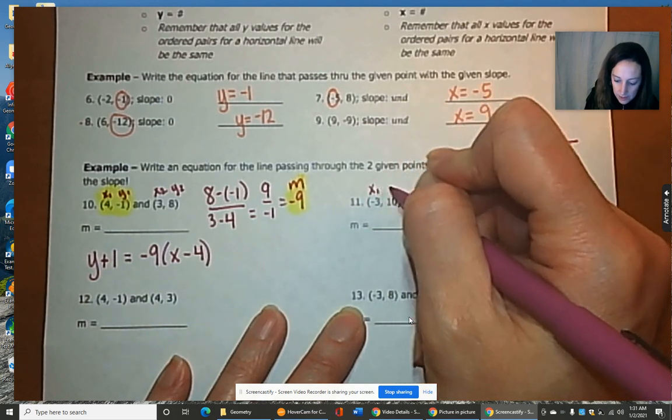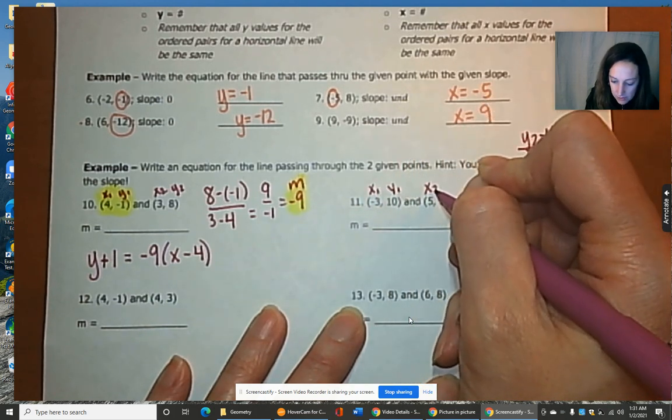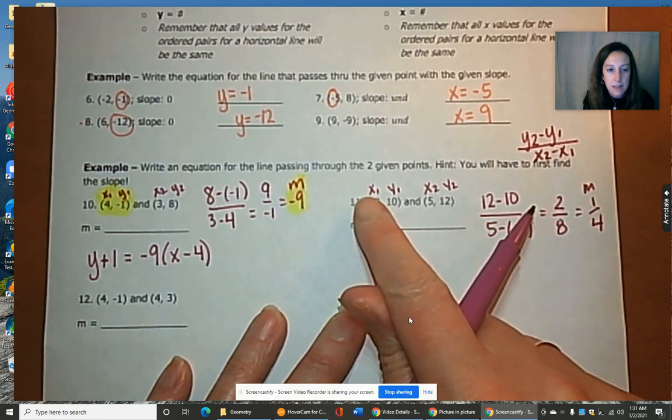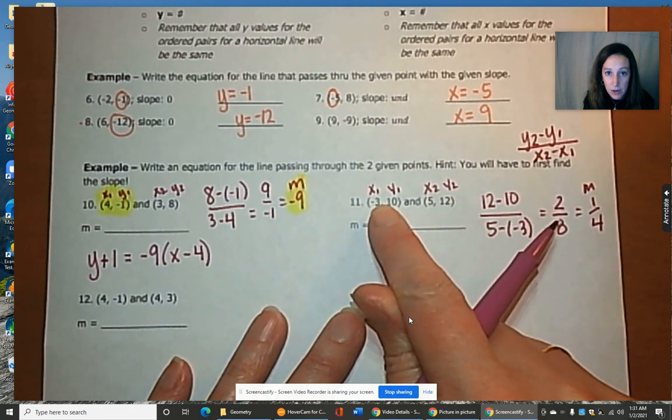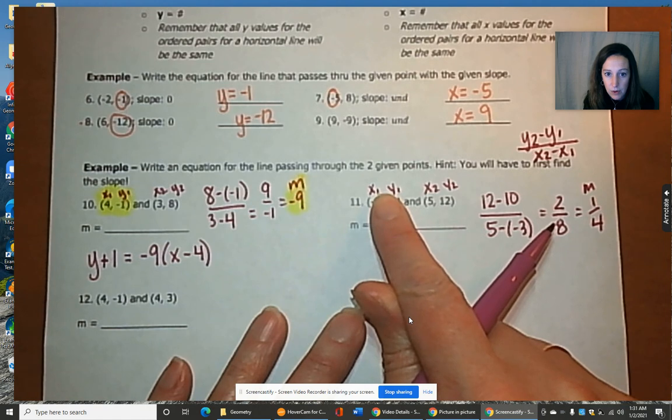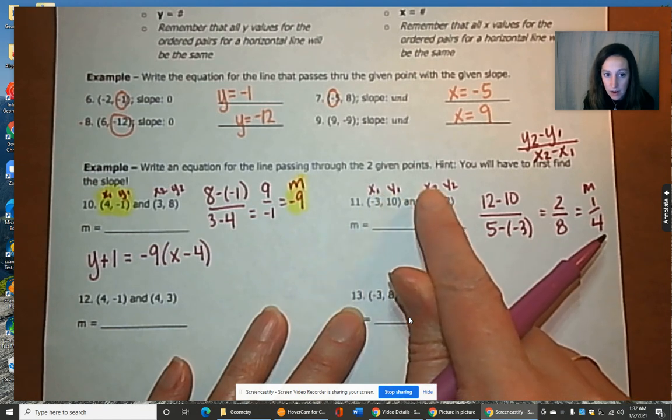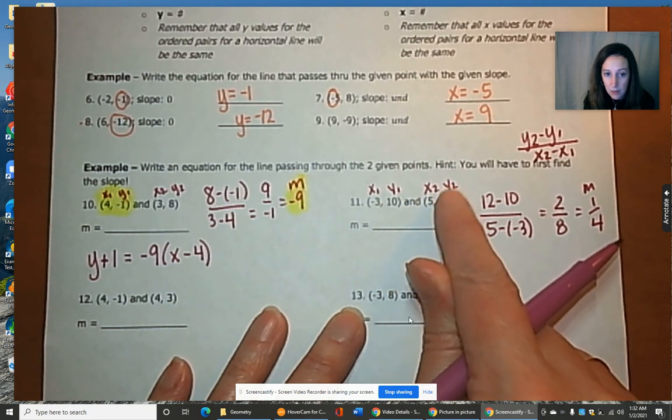Again, I use this as x1, y1, and x2, y2. All that means is this is the x value of the first point that was listed. This is the y value of the first point. This is the x value of the second point, x2. This is the y value of the second point.